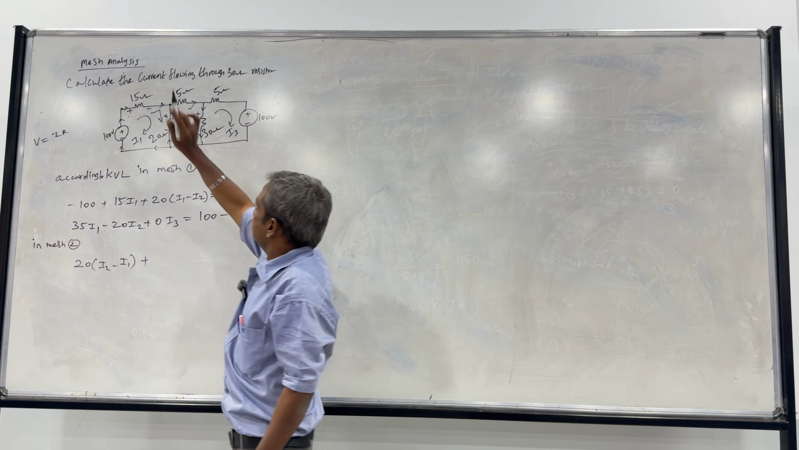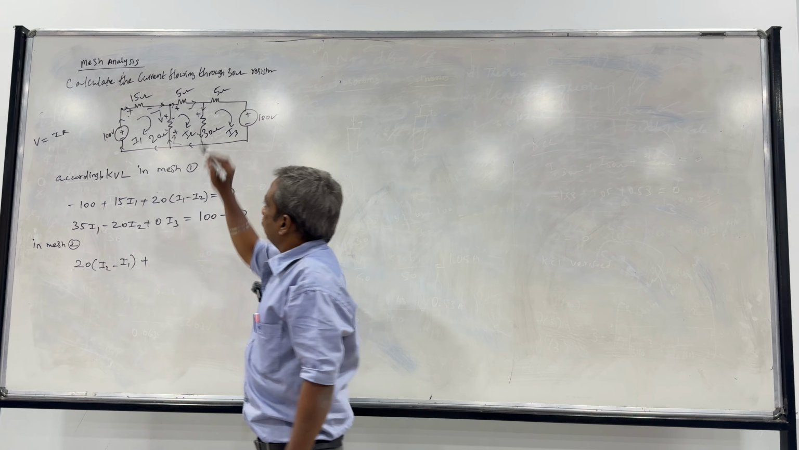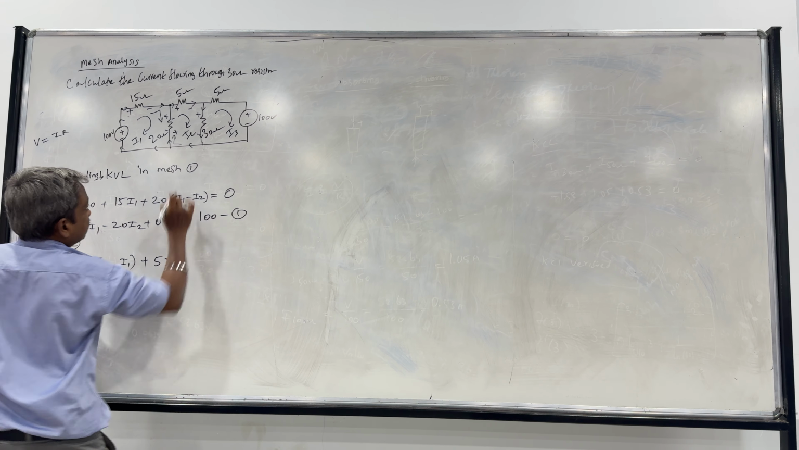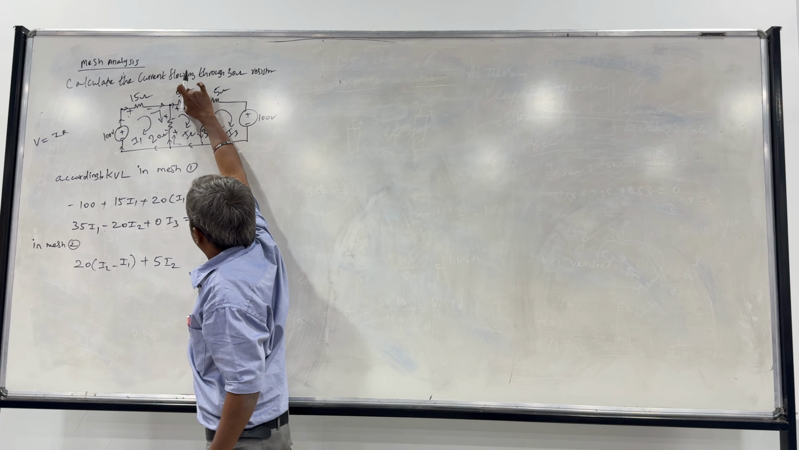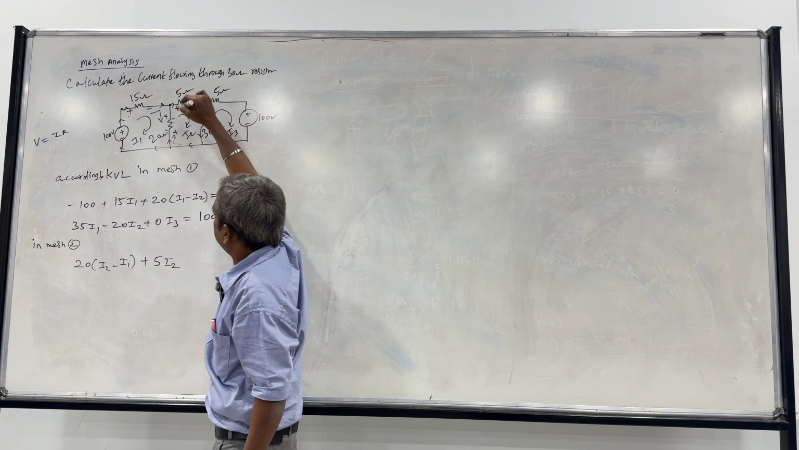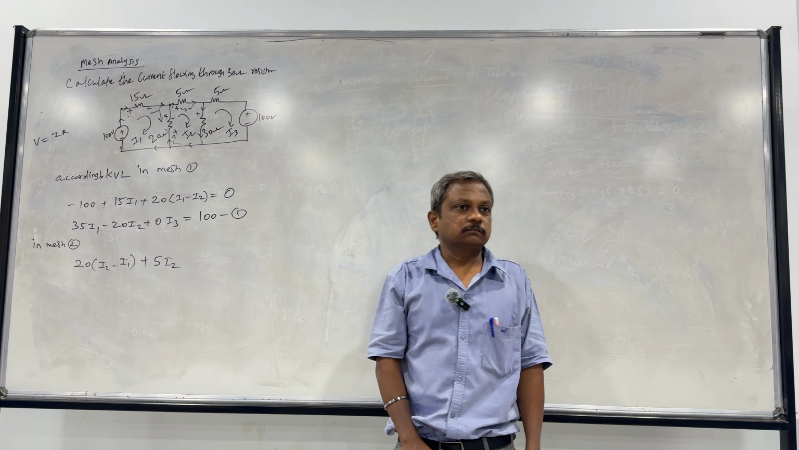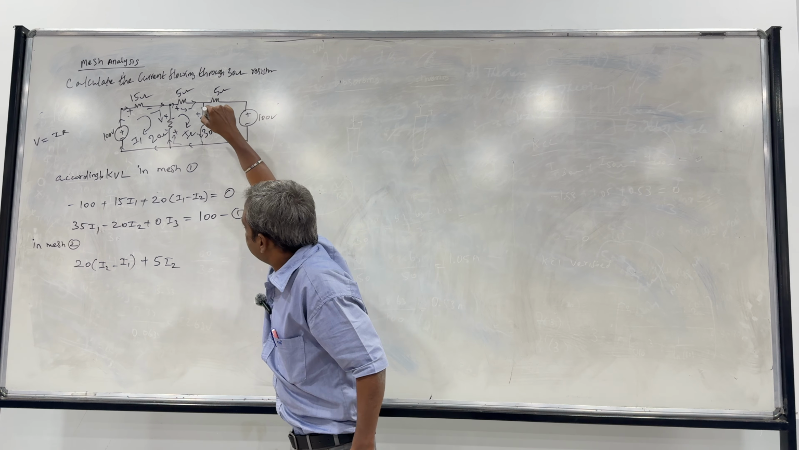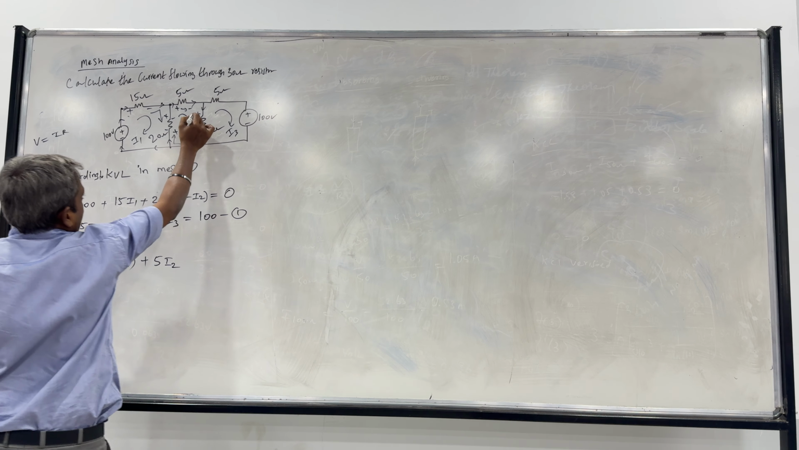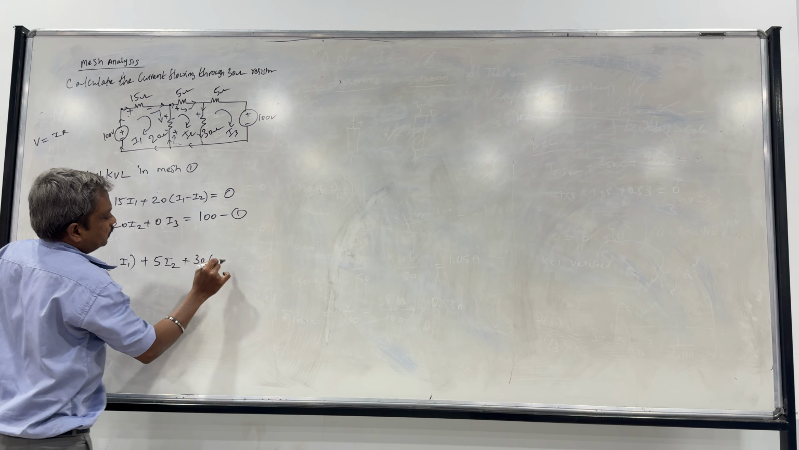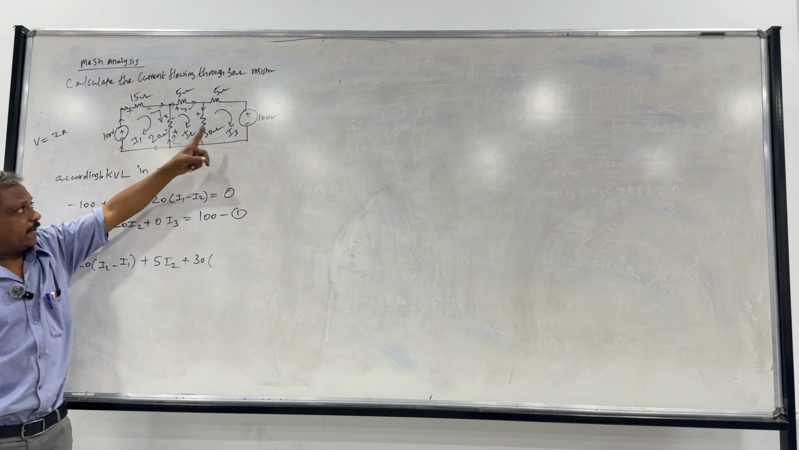Positive sign I am seeing 5 I2 only, because in the top arm only one current is flowing, I2 only. And coming to this arm, there is an element 30 ohm. I am seeing positive potential here, 30. This is common for I2 and I3.